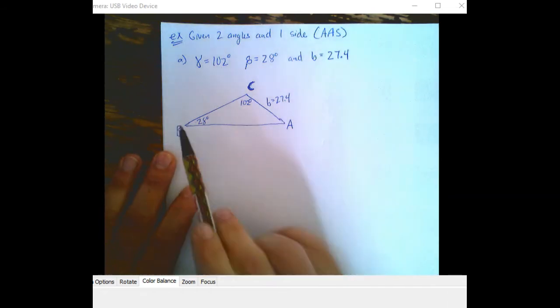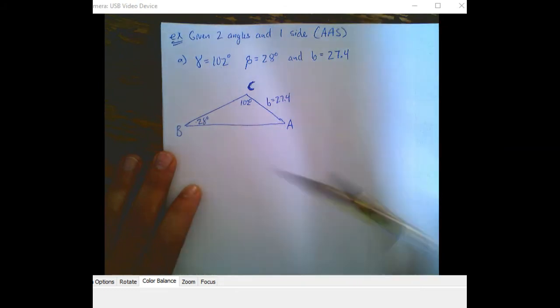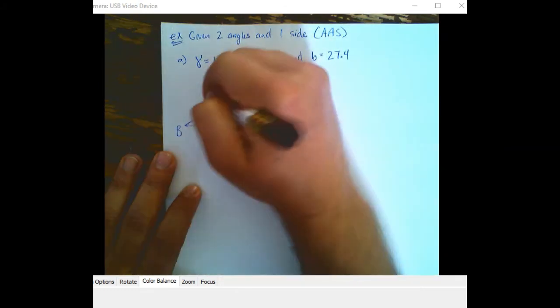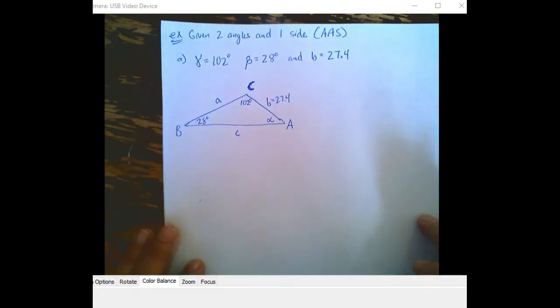So our mission here is to figure out all the other missing parts of this triangle. So we need little c, little a, and alpha. And those are the missing pieces here. Okay.